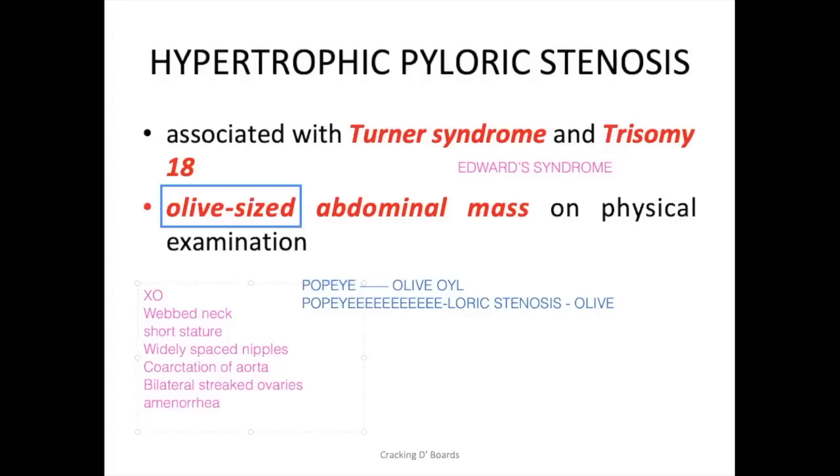Okay, so keywords for Turner syndrome. So I hope everyone got this. And if you talk about the newborn, okay, don't forget, there's going to be lymphedema. So XO, web neck, short stature, the widely spaced nipples, coarctation of the aorta, bilaterally streaked ovaries, associated with amenorrhea and infertility, and there's congenital lymphedema.